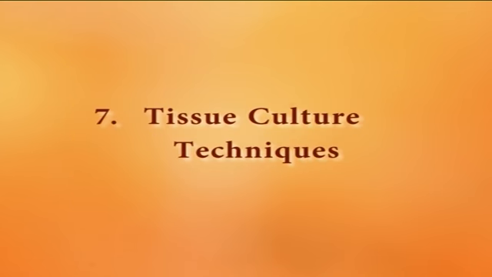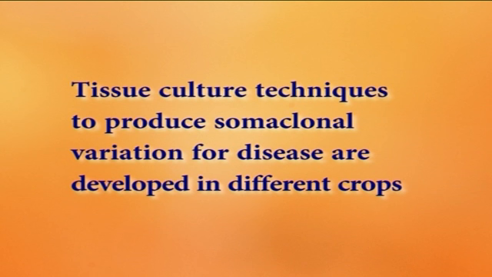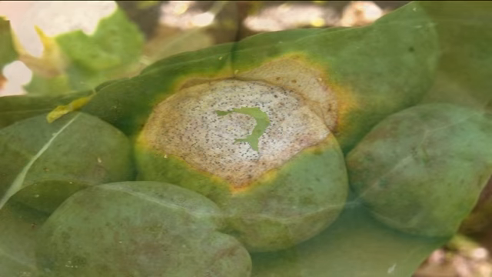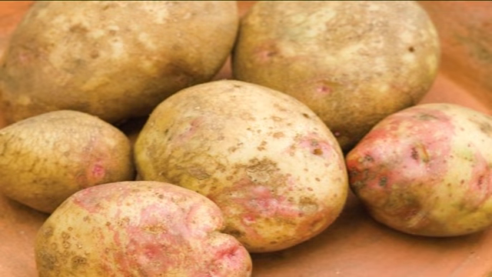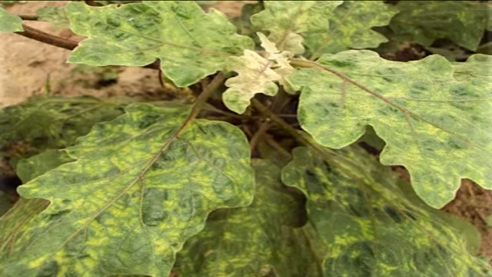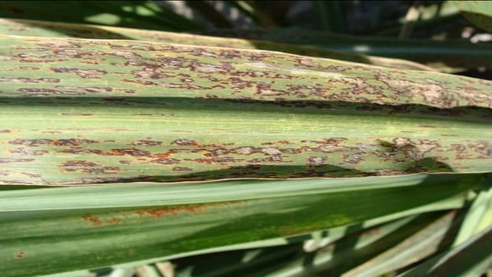Next is tissue culture techniques. Tissue culture techniques to produce somaclonal variations for disease resistance have been developed in different crops. Somaclonal variations for disease resistance are reported in Zea mays for Dicrocera myadis race T toxin resistance, in Brassica napus for resistance to Phoma lingam, early and late blight resistance in potato, Pseudomonas and Alternaria resistance in tobacco, besides smut and rust disease resistance in sugarcane.